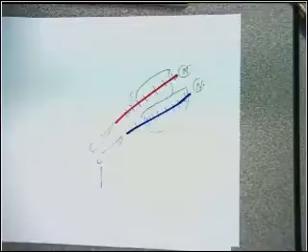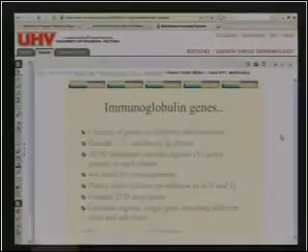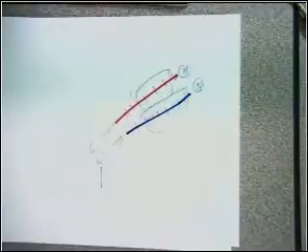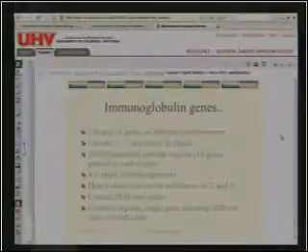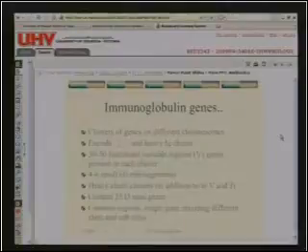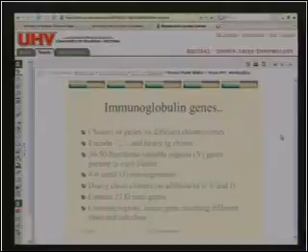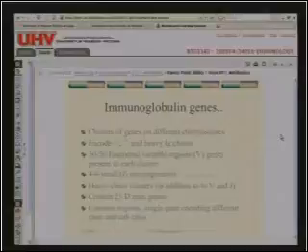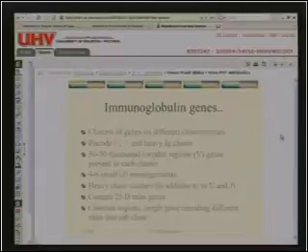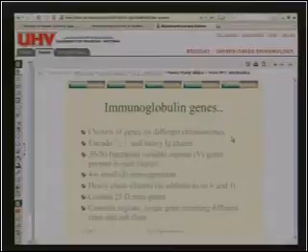Now we go on to the immunoglobulin genes, which I mentioned before. The proteins of the antibody, the polypeptides, are coded by genes. Now we will go into a certain type of arrangement, the organization of the polypeptide. Do you follow that? Clusters of genes on different chromosomes.